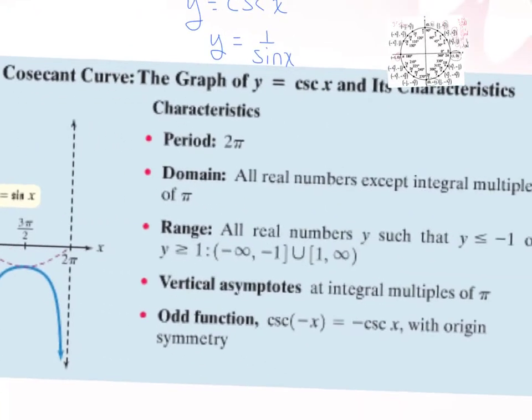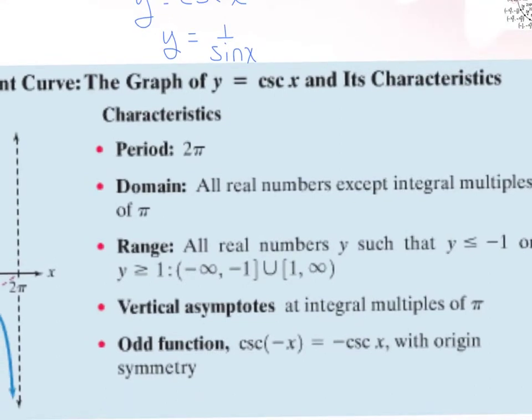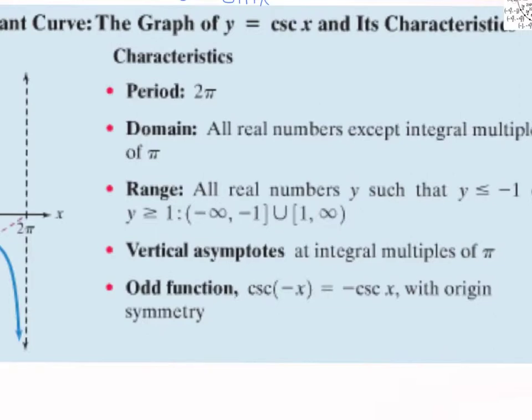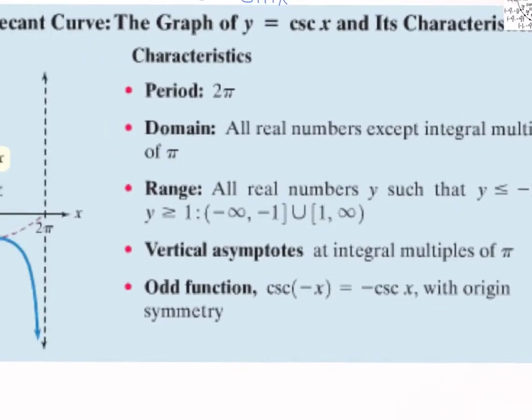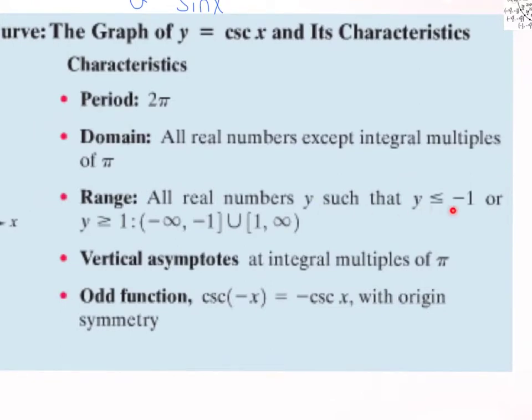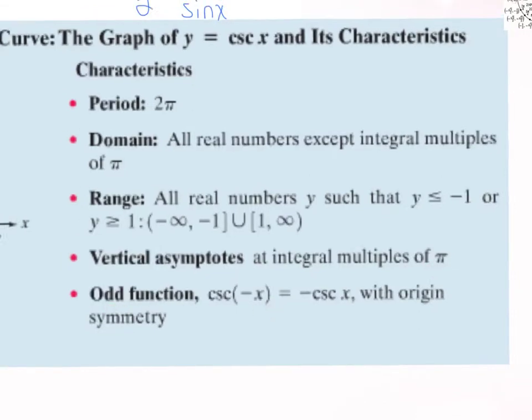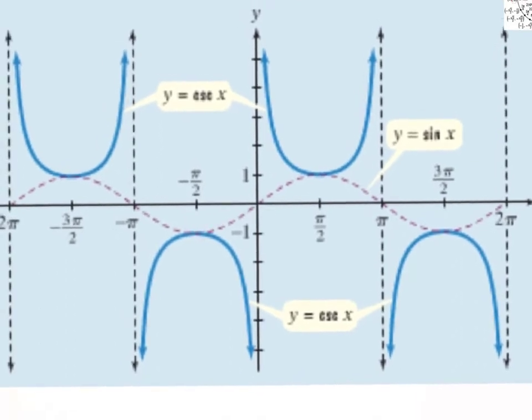So some characteristics to keep in mind for this graph are as follows. The period is still 2 pi. The domain is the set of all real numbers except integral multiples of pi. The range is all real numbers y such that y is less than or equal to negative 1, or y is greater than or equal to 1. Why? Because we took all those small fractions, we flipped them over, and we made the outputs very large for cosecant. We also have vertical asymptotes at integral multiples of pi, and it is an odd function. Remember, odd function means it has origin symmetry, and I see that happening here. I have origin symmetry in this direction.